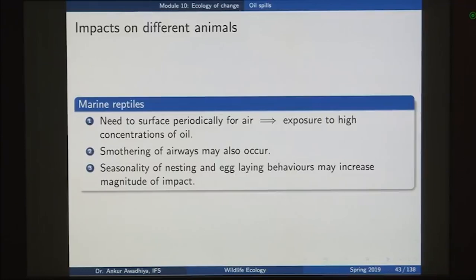Also, in the case of marine reptiles, they also need to surface periodically for air. They are also exposed to very high concentrations of oil, and here also there is a large scale lethality that is observed because of smothering, and especially if there is a seasonality of nesting and hatchling behavior. So, if these animals are there in the hatchling stage, in that case the impact will be much greater.